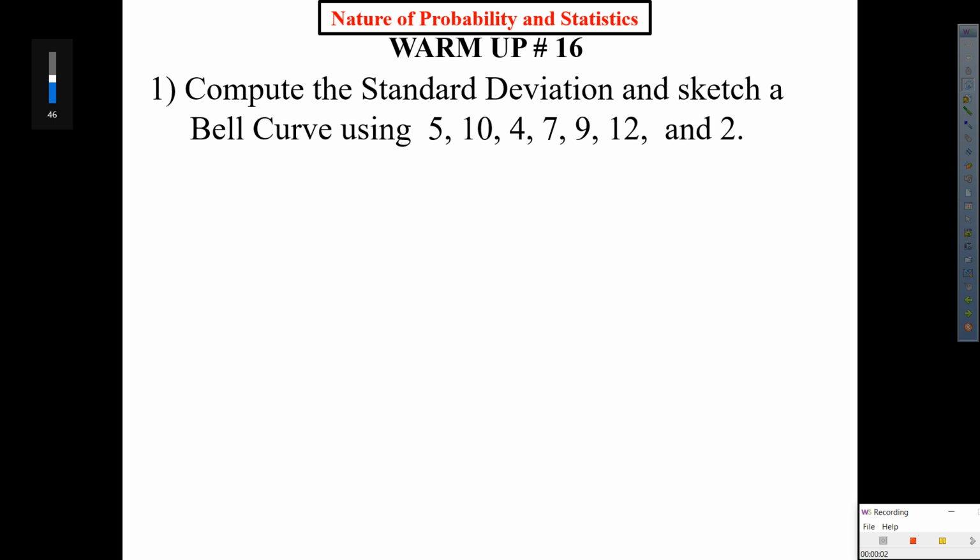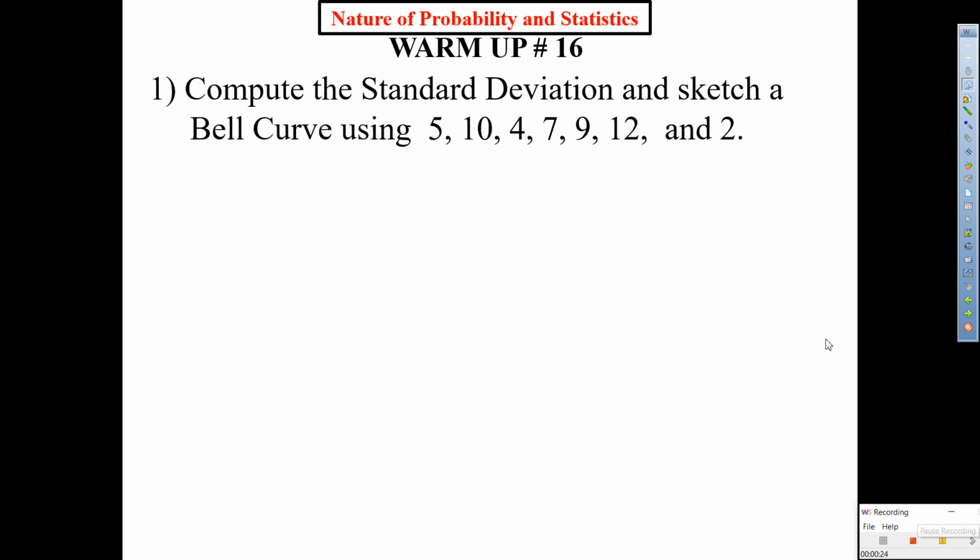Warm-up number 16 is on the screen. Let's get started, please. We don't have a lot of time, so stay focused, please. I'm going to get through the lesson, believe it or not. And yes, you are going to have some homework today. Let's go. That shouldn't take you more than about 5 minutes.